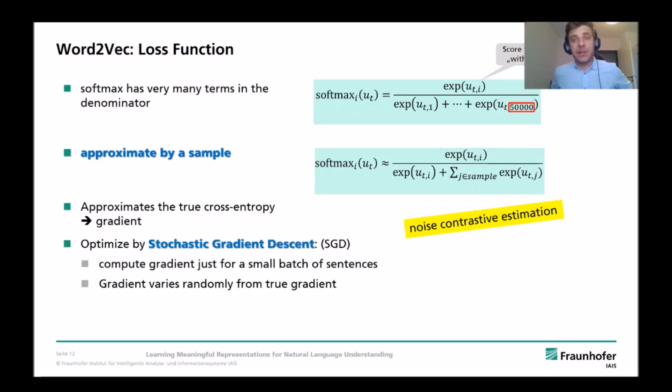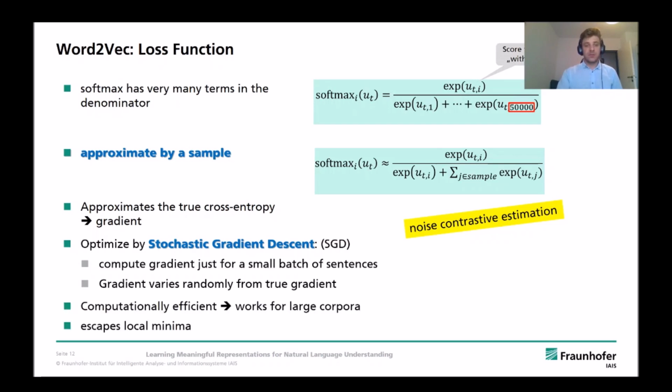And once we calculate the losses, we use stochastic gradient descent, as is common in neural networks, and this is a very shallow neural network, to modify the weights of all of the words that we have, namely to modify the embeddings. This is computationally very efficient, and it also works for larger corpora. Also, stochastic gradient descent escapes local minima. To show how efficient this is, on a machine with, for example, 24 cores, you can run this through Wikipedia in a couple of hours.